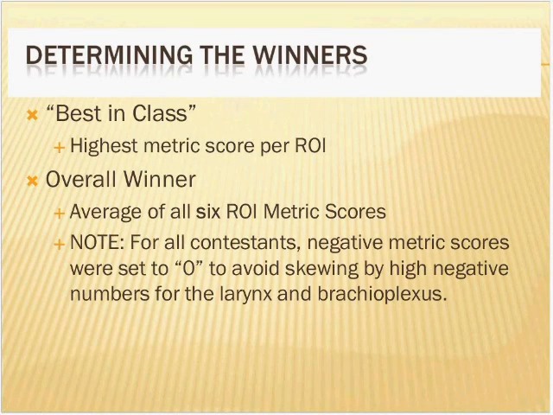So I'm going to give the winners now. I'm going to do it in 2 stages. I'm going to do best in class. So for each of the organs we studied, I'll give you the name of the person who had the highest score. And then we're going to announce the top 3 overall winners. This is taken as the average of all 6 ROI metric scores. And again, any score that was negative, I truncated it at 0 so as not to skew it too much.